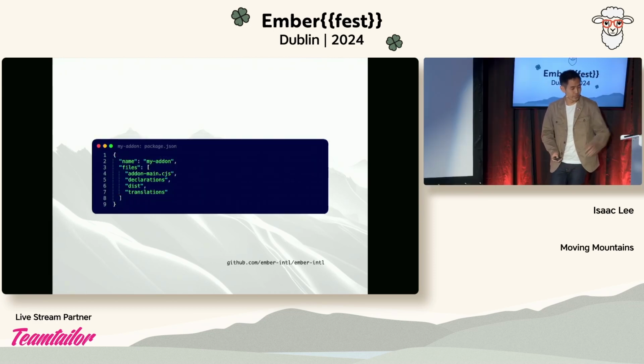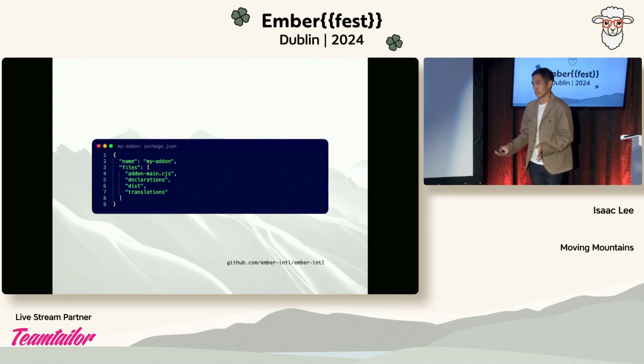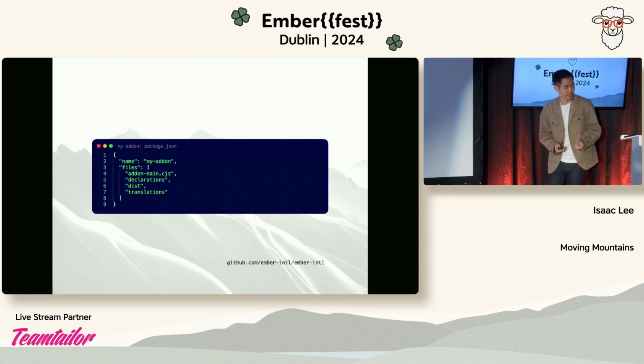Now, in V1 add-ons, Ember will somehow bundle the translations folder during publish, and I actually don't know how this happens. But in V2 add-ons, we publish translations by listing them in the files field. This is a standard in package.json, and I can understand that.